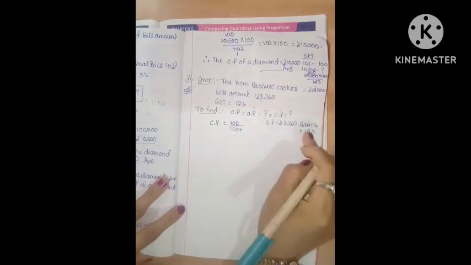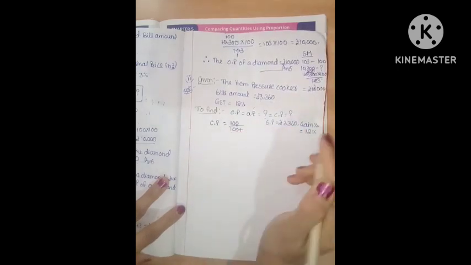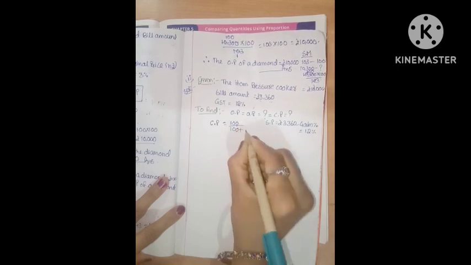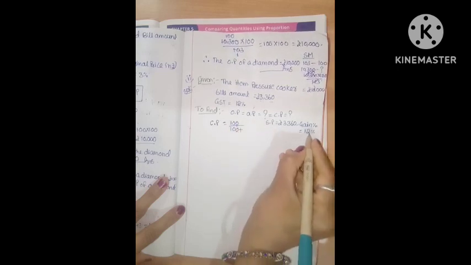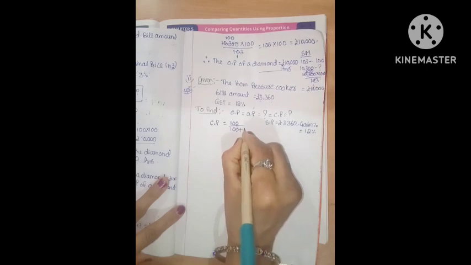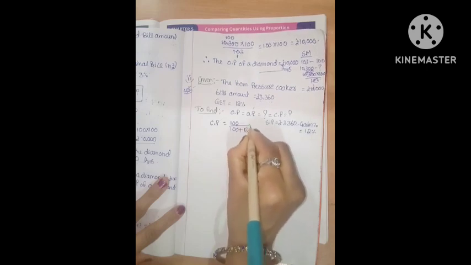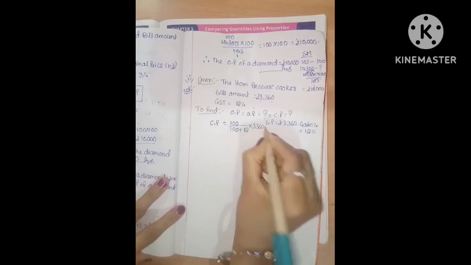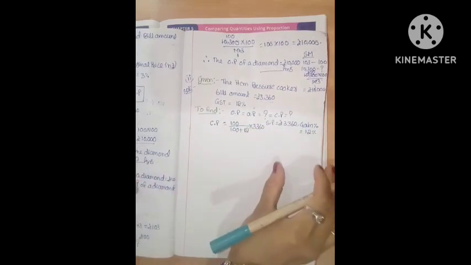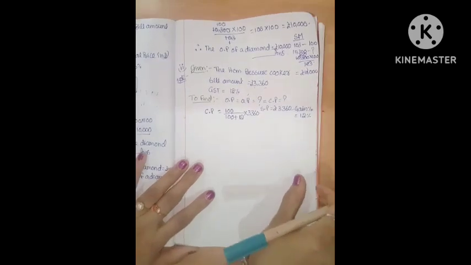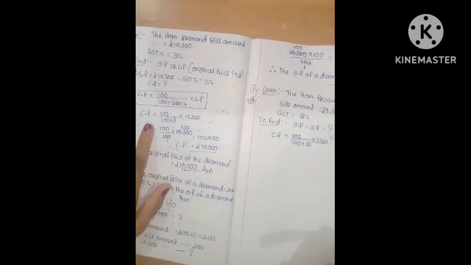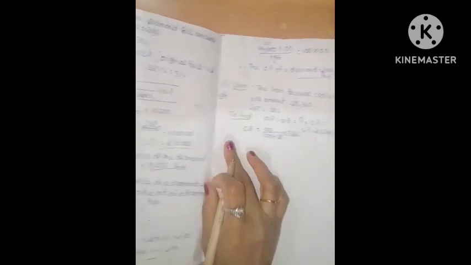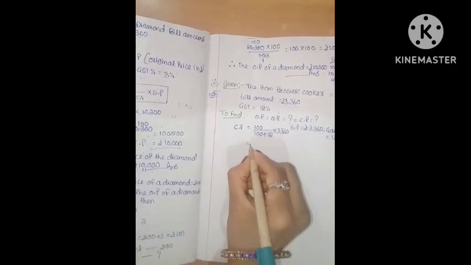These two values are substituted in this formula. What's the formula? 100 by 100 plus gain percentage. The gain percentage is 12%, into SP. What's the SP? 3,360. Same as the previous formula. All three problems are the same model only. Substituting these two values in this formula, we will get this.